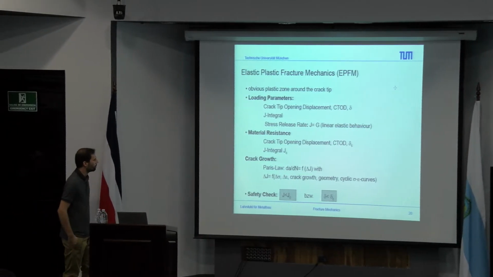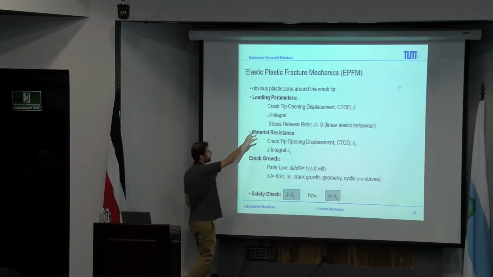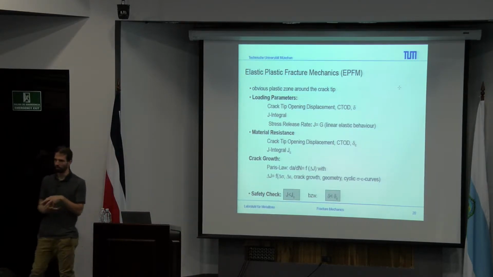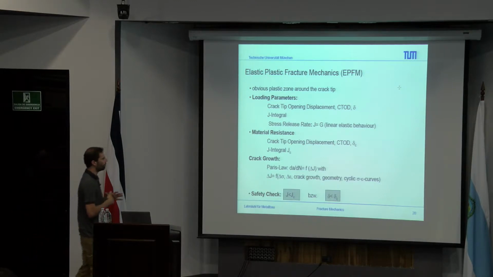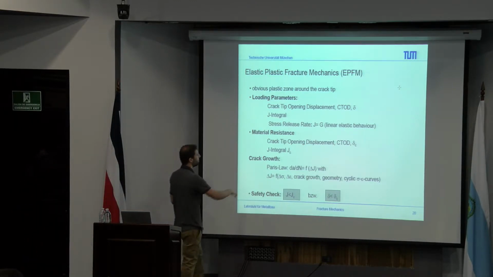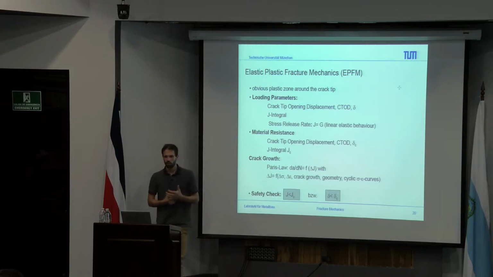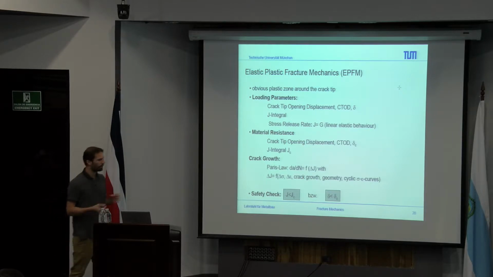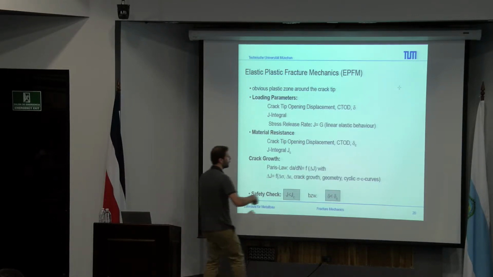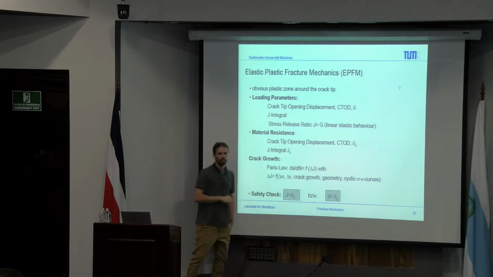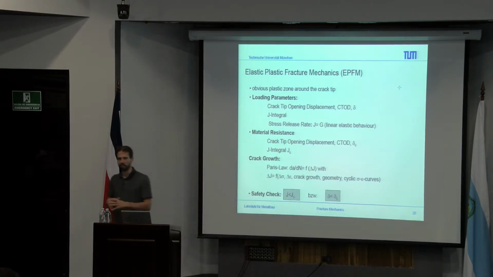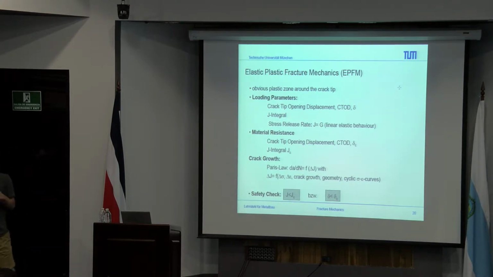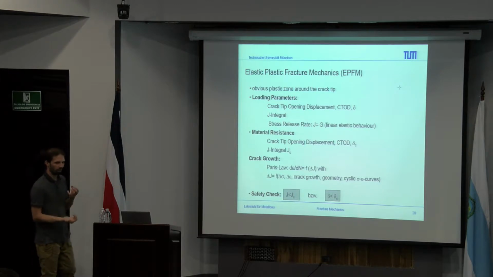So this is something which is just due to loading. It can be the loading in the system, but also in the material testing. And due to this, at the end, we can define our material resistance, which is here the crack tip opening displacement, so the CTOD, and the rho c, and also the J integral JC, which at the end, in just linear elastic behavior, would correlate with the KC or the KIC.